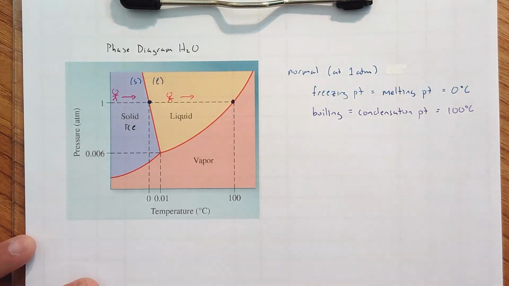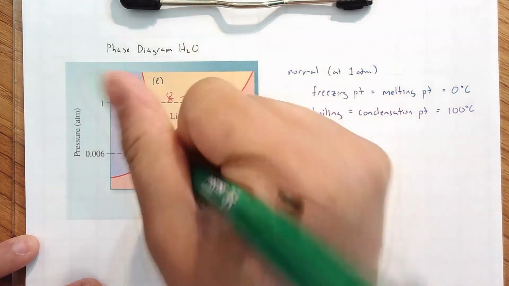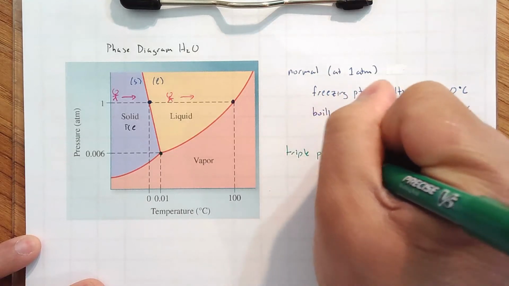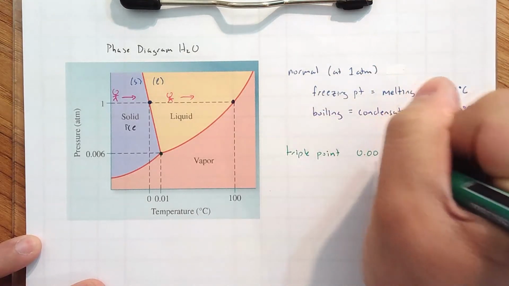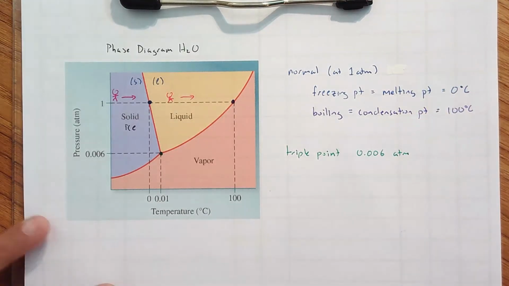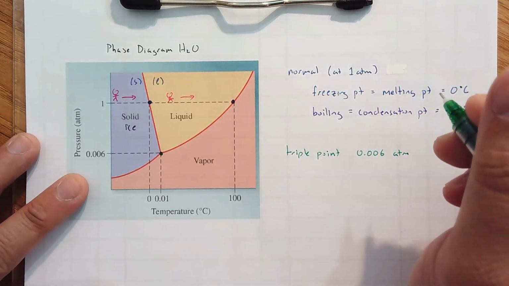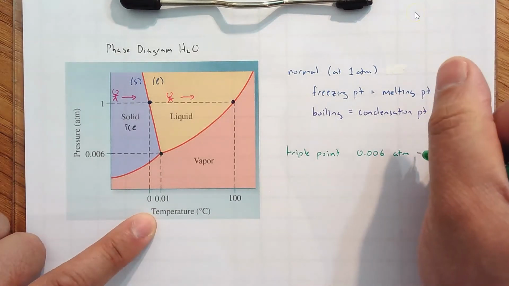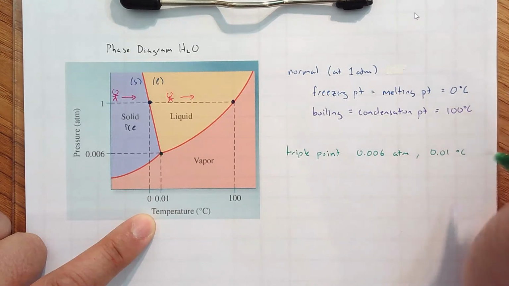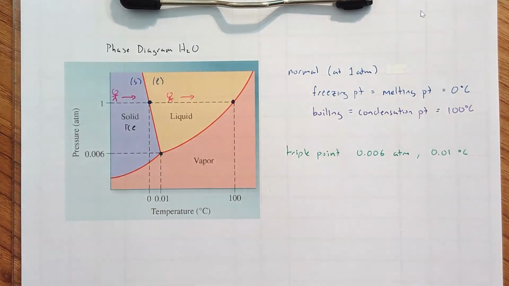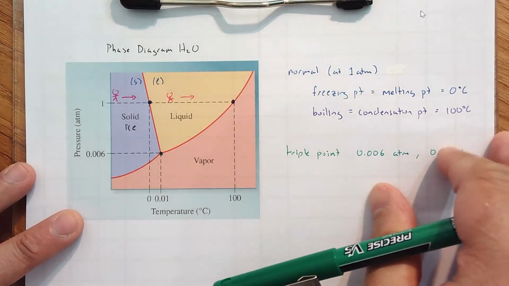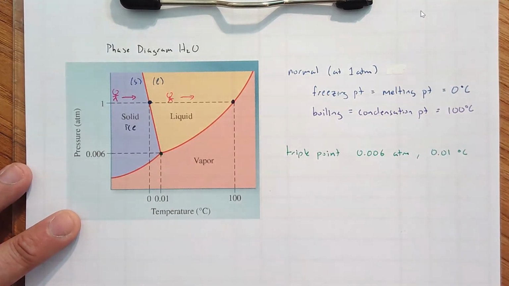Here's the triple point. The triple point we can read is at a very specific 0.06 atm, very low pressure, and 0.01 degrees Celsius. Again, that is the pressure and temperature combination at which, in this case, water can be in equilibrium in all three phases.